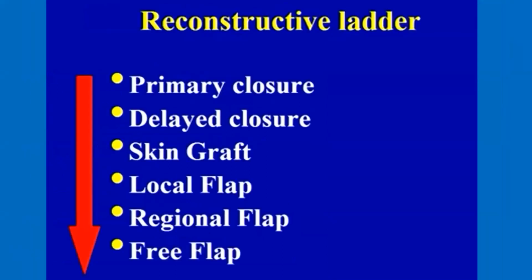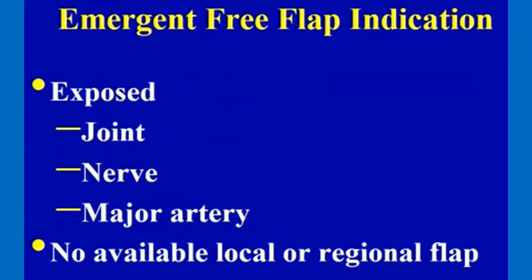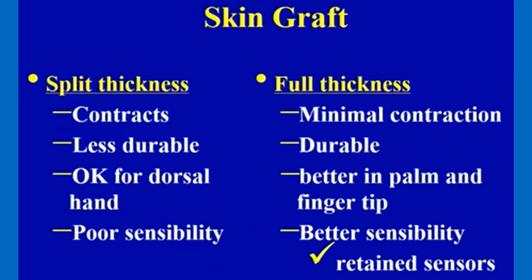And how should you reconstruct? You can do a primary closure. You can do a delayed closure. You can apply a skin graft, a local flap, regional flaps, and free flaps. In cases where it's essential, you should cover joints, nerves, and major arteries when no local or regional flap is available. There is a difference between grafts.